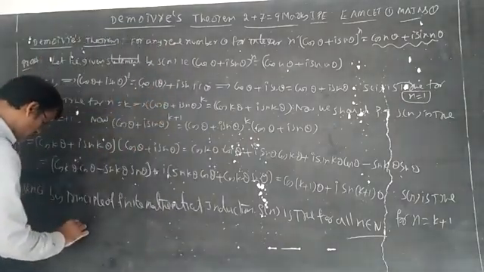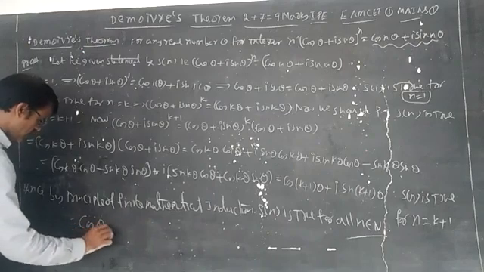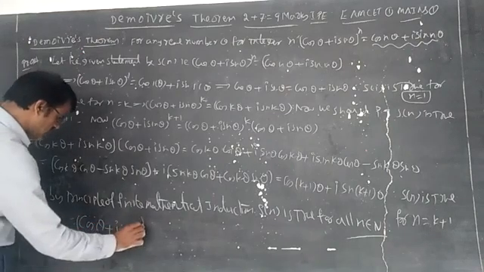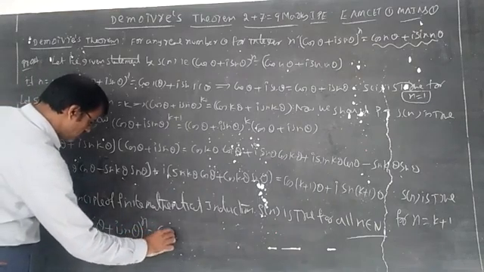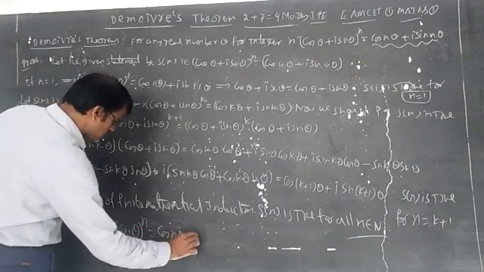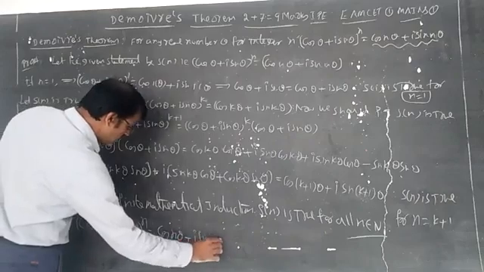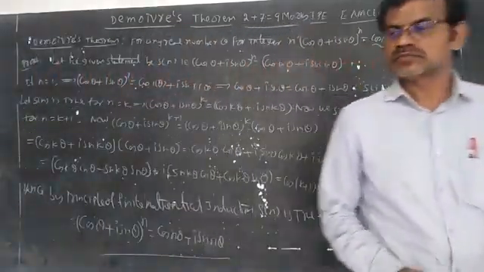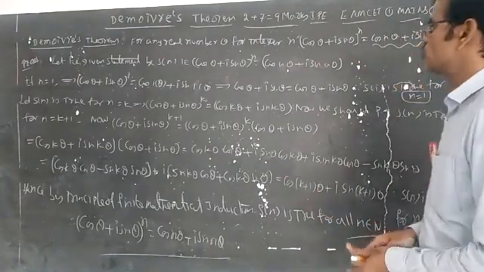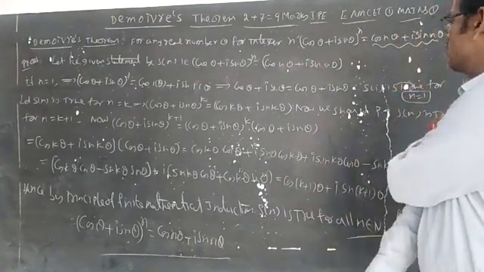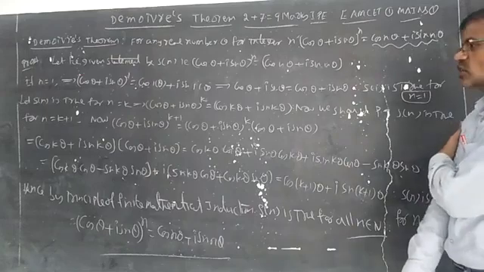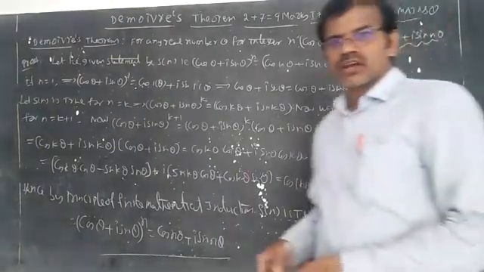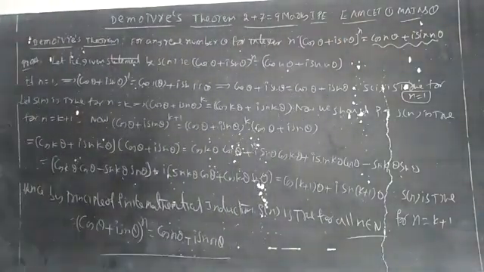Therefore, at last you can say we proved that (cos theta plus i sin theta) whole power n is equal to cos n theta plus i sin n theta. This is the proof of the De Moivre theorem. I said that this is the proof of De Moivre's theorem for only positive integers. Now let us discuss negative integers also.